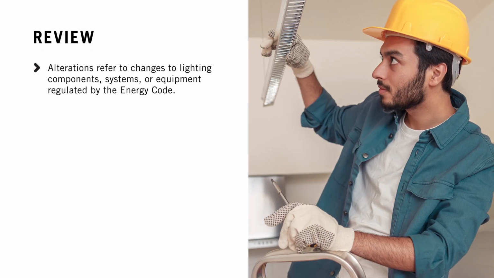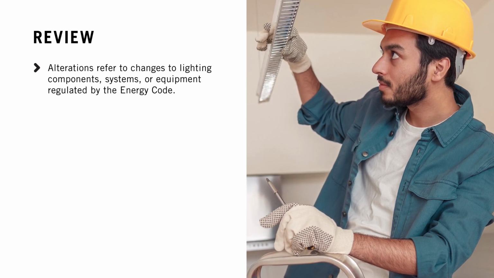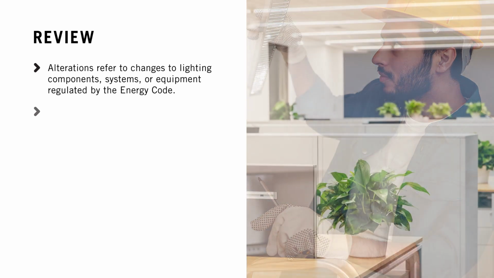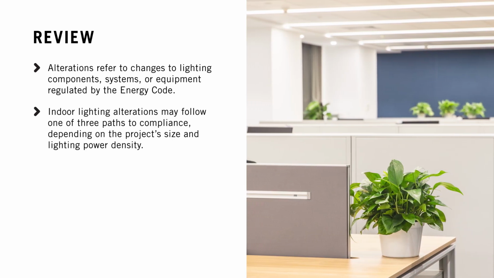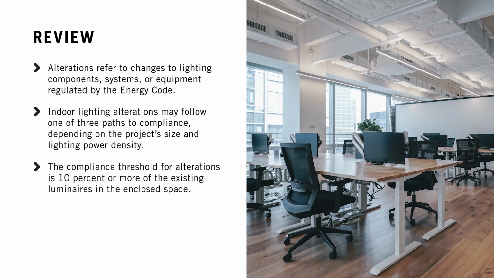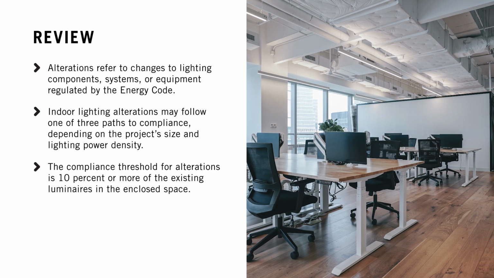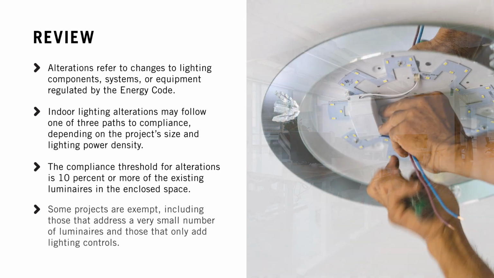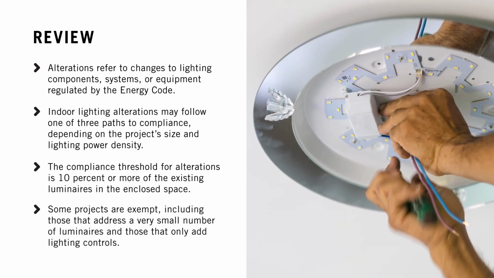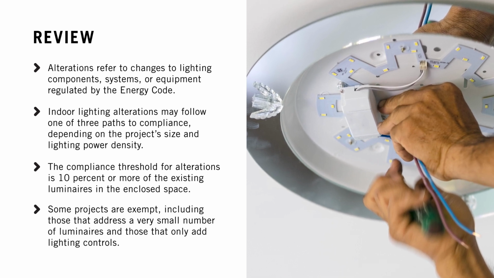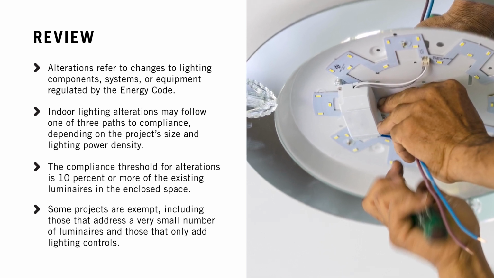Before we wrap things up, how about a quick review? Indoor lighting alterations refer to changes to lighting components, systems, or equipment regulated by the Energy Code. Also, indoor lighting alterations have 3 paths to compliance. The compliance threshold for alterations is 10% or more of the existing luminaires in the enclosed space. And some projects are exempt, including those that address a very small number of luminaires and those that only add lighting controls.